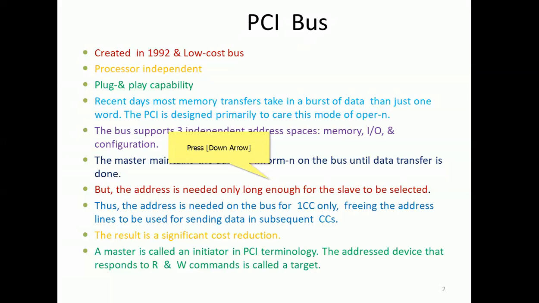The master is called the initiator in PCI terminology. The addressed device that responds to read and write commands is called a target. Target is a slave, that is, the receiving end, and the initiator is at the sending end. So sending and receiving: initiator and target, master and slave. The masters are the clients, the server and the desktop system, or some printer. So like that the hierarchy will be there, with an initiator and a target.